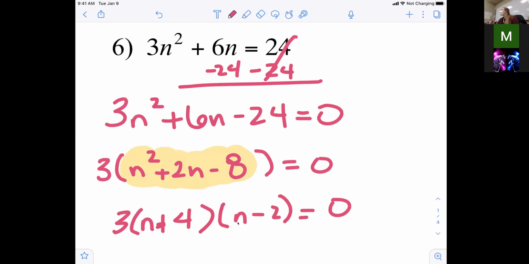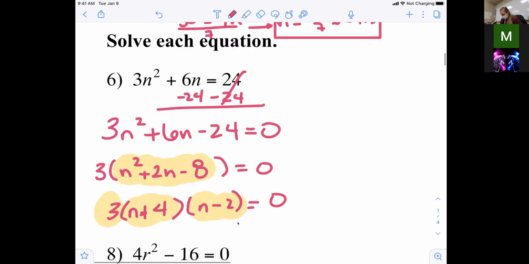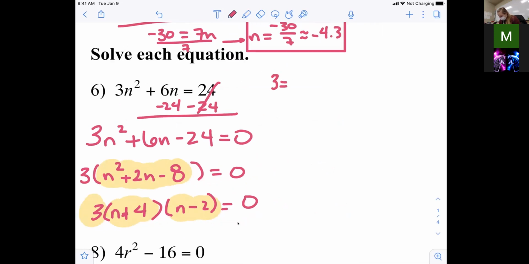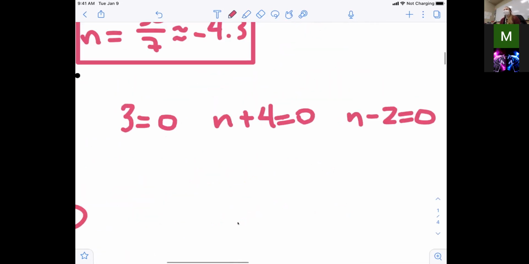The last thing you have to do in order to solve is I want x equals or I want n equals. So we need to set each of these factors equal to 0. That's a factor, that's a factor, that's a factor. So I technically have to do 3 equals 0, n plus 4 equals 0, and n minus 2 equals 0. Okay. If we look at that, I'm going to look at the first one. 3 equals 0. Is that true? Is that a real statement? No, and there's nothing I can do to solve that. So that one I'm just going to cross out. Does not work. If there was an x there, I could do something, but I can't right now.